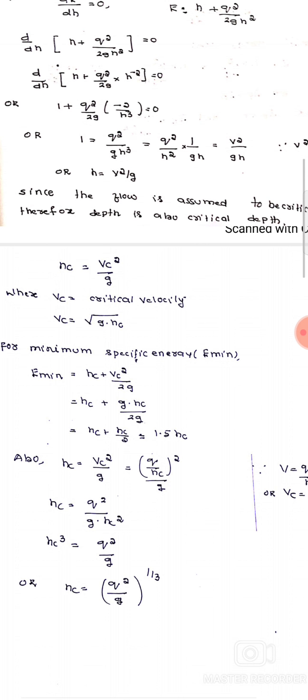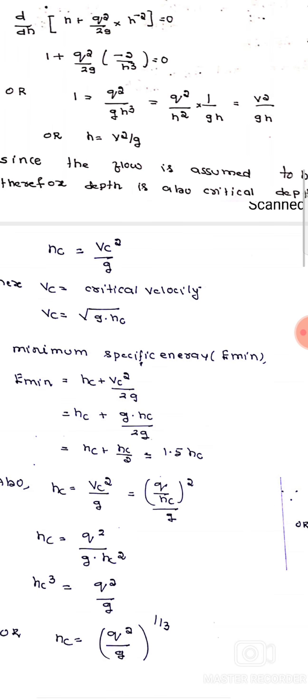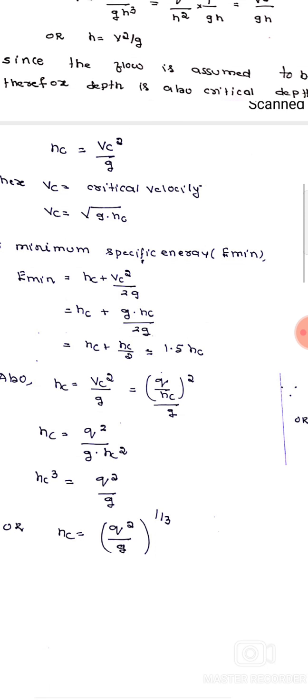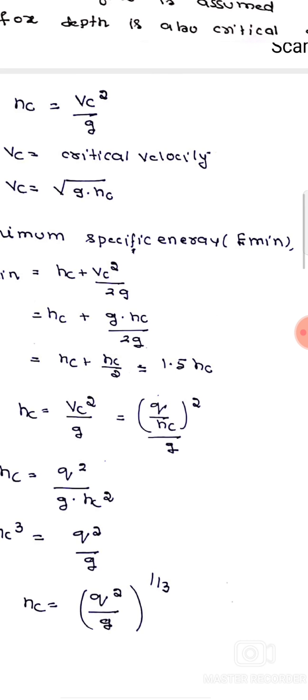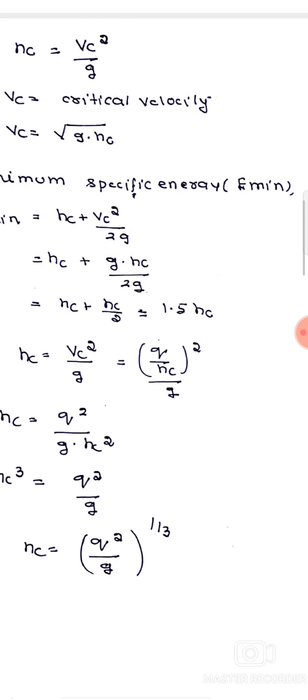Or vc is equal to square root of g into hc. So we know that hc into g is equal to vc square, and if you send it to the other side, it will become a square root, then vc is equal to square root of g into hc. Then for minimum specific energy, E minimum is equal to hc plus vc square by 2g. We know vc square is equal to g into hc. So hc plus g into hc by 2g, the g will get cancelled, hc plus hc by 2, so E minimum is equal to 1.5 times hc.